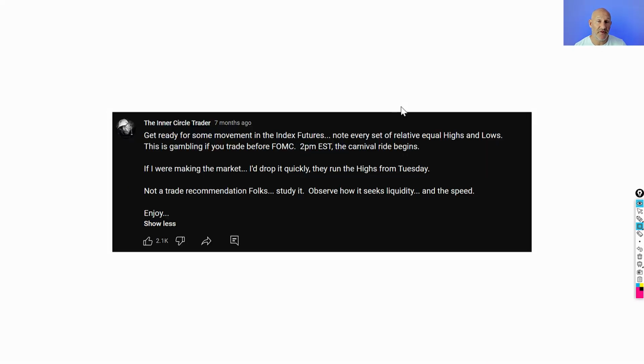So the first post that we're going to look at from ICT's community page is this one. And you can see here, he says, "Get ready for some movement in the index futures. Note every set of relative equal highs and lows. This is gambling if you trade before FOMC." So this is what we talked about in the previous slide. "At 2 p.m., the carnival ride begins."